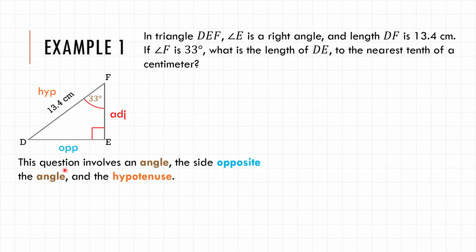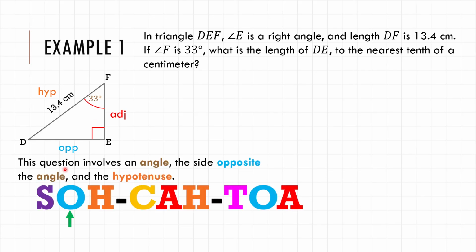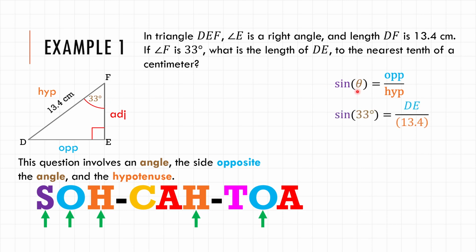Well, that question then tells me I need to use the sine ratio. This is the only one that compares the opposite to the hypotenuse. So that's the one I got to go with. And the sine ratio tells me sine of any angle is equal to the opposite side divided by the hypotenuse, SOH. The angle in question is 33 degrees, so I'll plug that in there. The opposite side is my unknown value, length DE, and the hypotenuse is 13.4 centimeters.